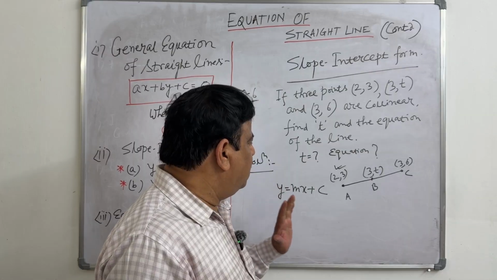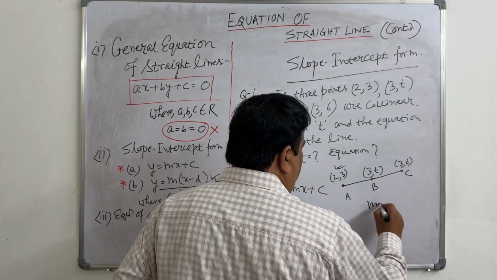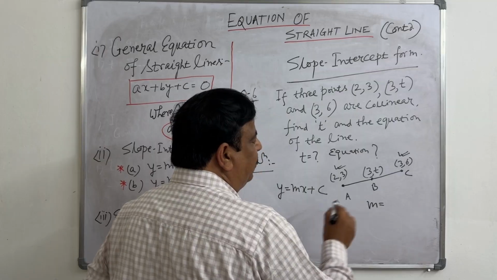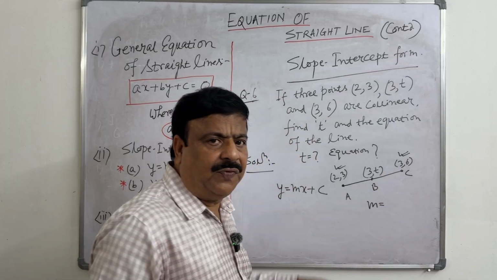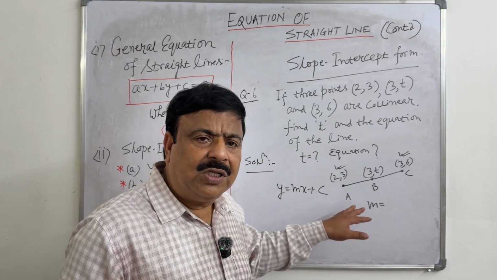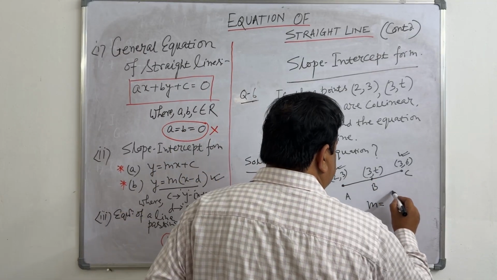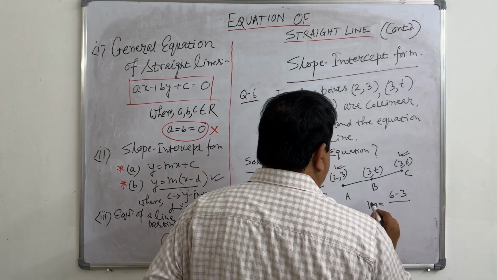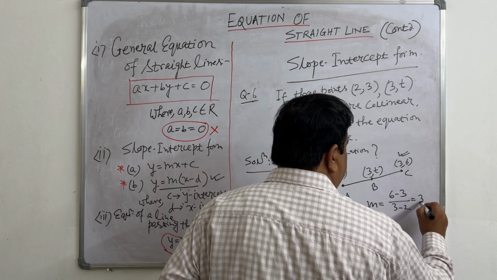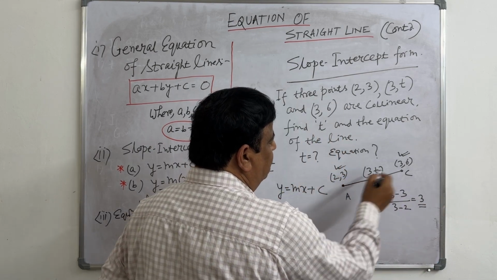Okay. First I want to find out the slope of this line. What is the slope? For this I will use these 2 points (2, 3) and (3, 6). So if you know the coordinates of 2 points, easily you can find out the slope of the line joining these 2 points. So what will be this? This is (6 minus 3) by (3 minus 2), that is equal to 3 by 1, that is 3. So this is the slope. For this I have used these 2 endpoints.